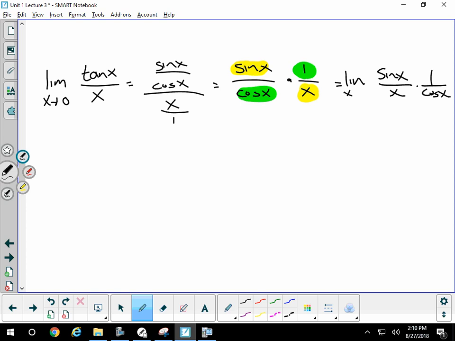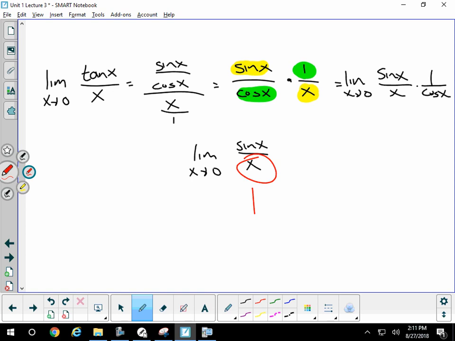So most of you were on the right track, just weren't sure exactly what to do. And we use our properties of multiplication to just move things around, so that I can find these individual limits, which can be found. Yes, this is 0 over 0. If I plugged in 0 here, I would get 0 over 0. However, you now know that this limit is 1. So we're just going to use that from now on. Sine x over x as x approaches 0 is 1. Just know that.